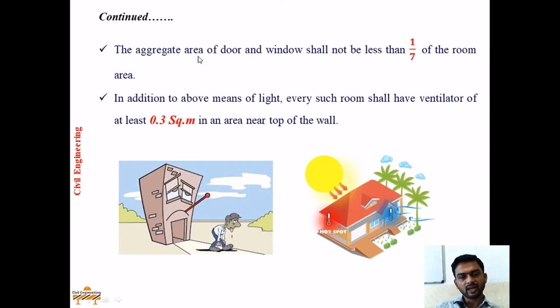The aggregate area of door and window shall not be less than 1 by 7 of the room area. Means if you are providing the door and window for the room, the minimum area should be 1 by 7th of the total room area. And in addition to the above means of light, every such room shall have a ventilator of at least 0.3 meter square in area near the top of the wall.